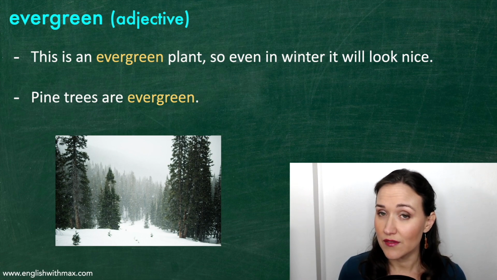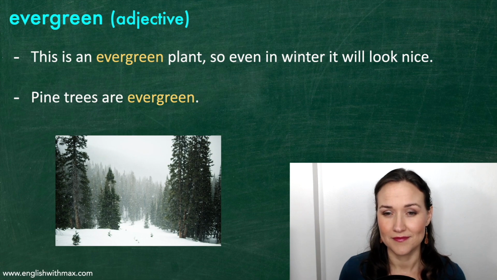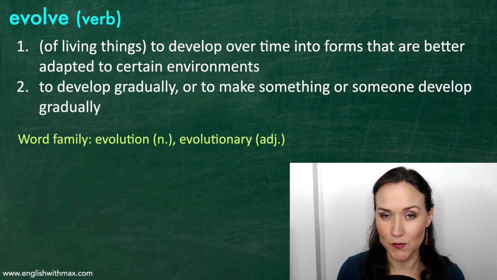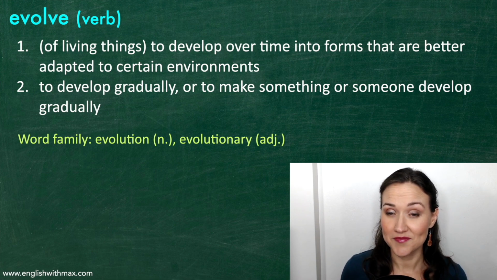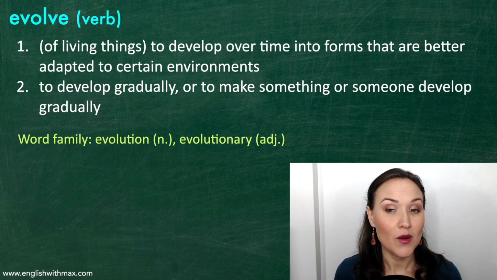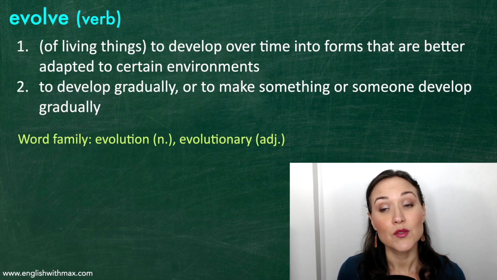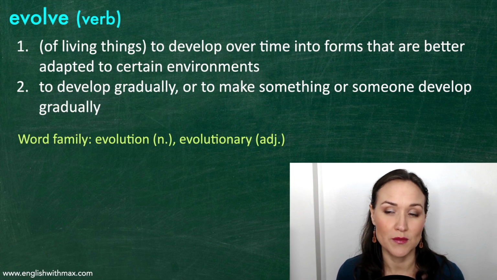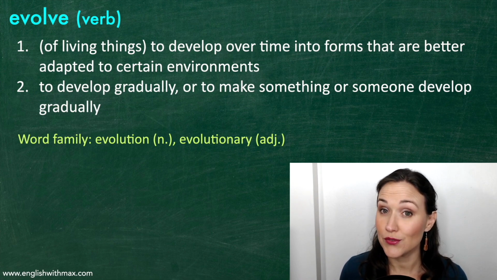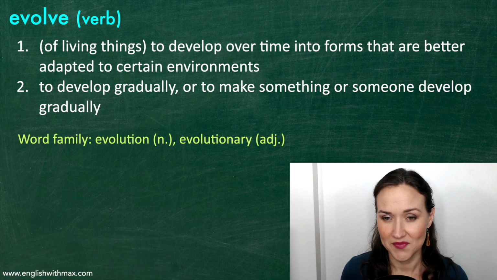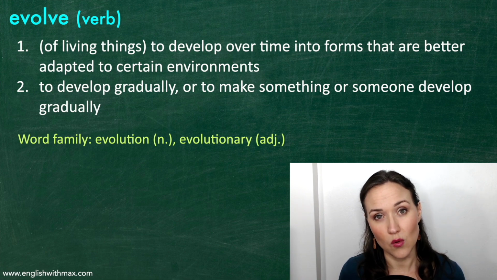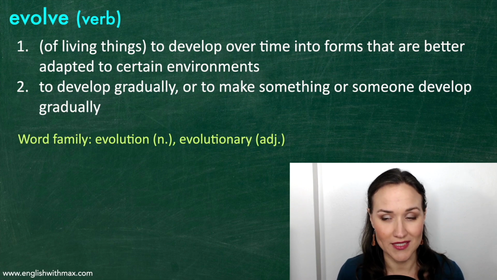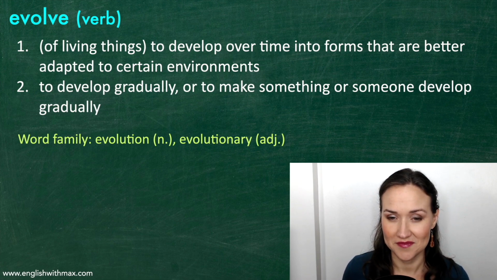Pine trees are evergreen. Now we have evolve. Evolve. This is a verb. It has a couple of meanings. Number one, of living things: to develop over time into forms that are better adapted to certain environments. Number two, to develop gradually, or to make something or someone develop gradually.